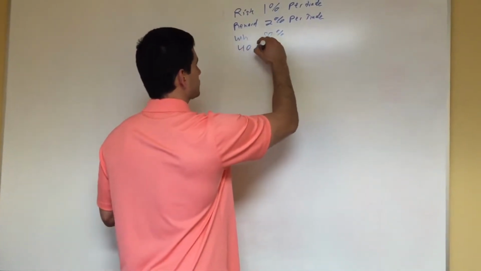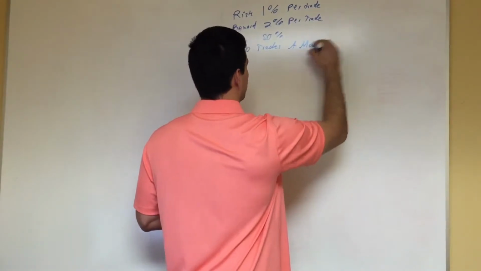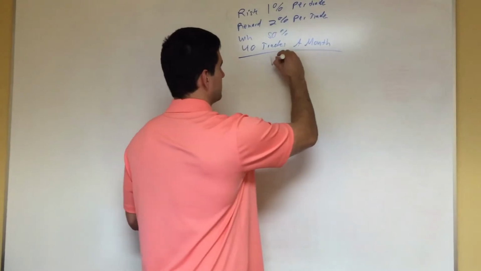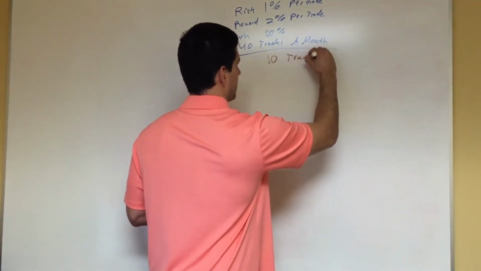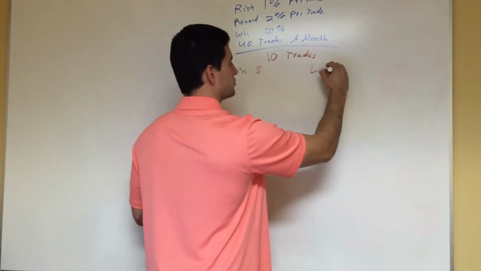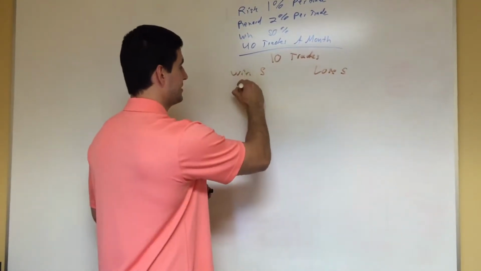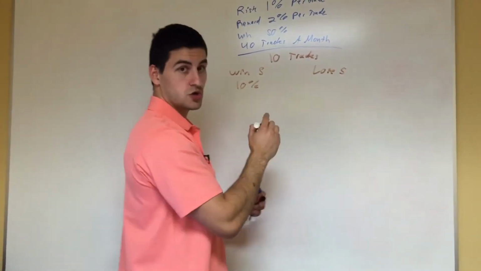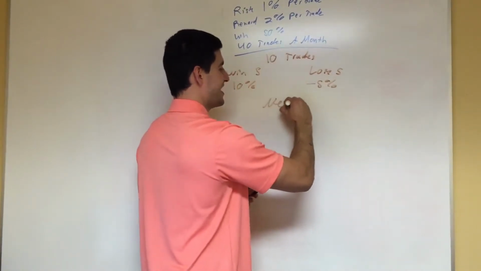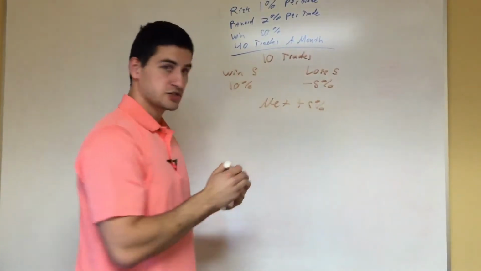So 40 trades a month. That would be the following. For every 10 trades you place, you're going to win 5 and you're going to lose 5 trades. You're going to gross gain 10%, you're going to gross lose 5%, and you're going to net a 5% growth for every 10 trades you place.